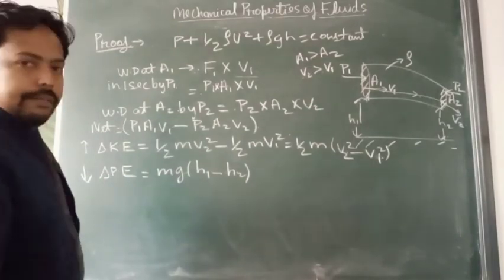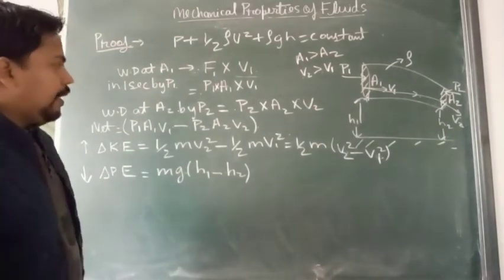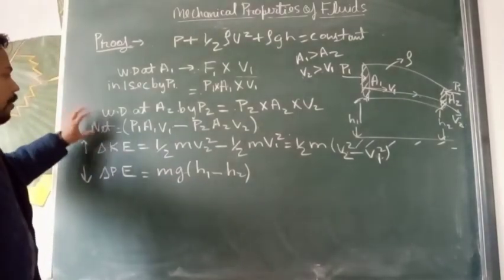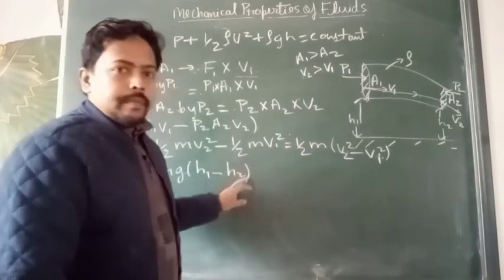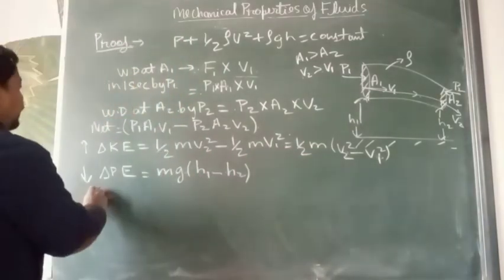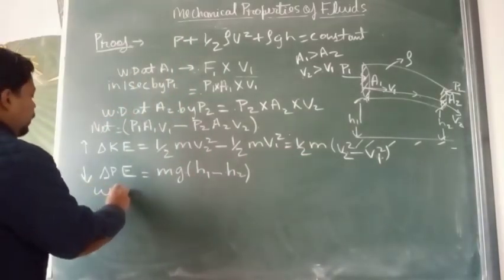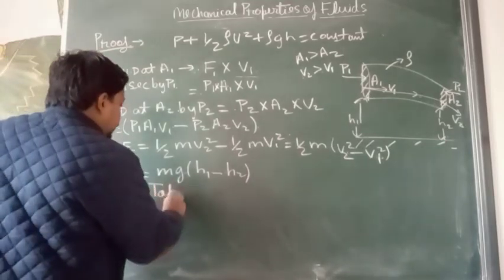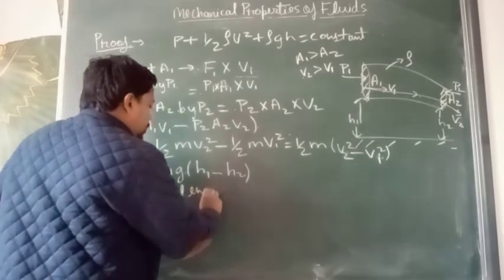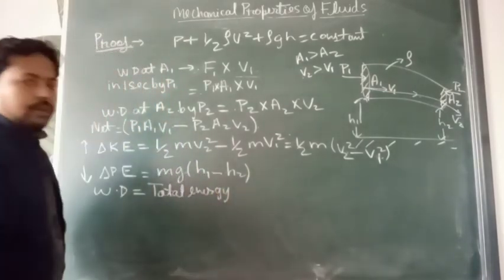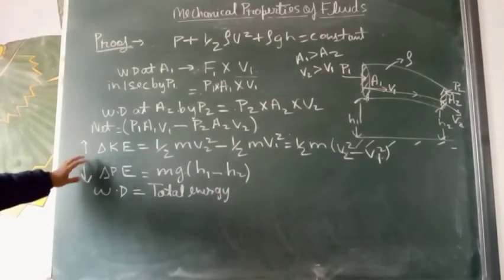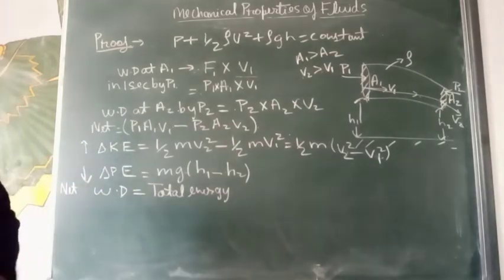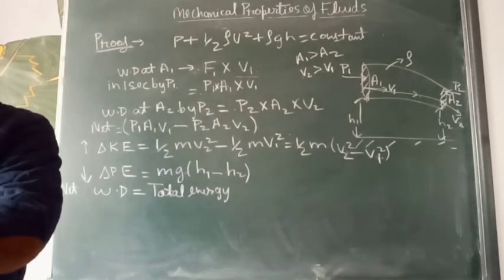So the total energy will be how much? It will be the sum of kinetic energy plus potential energy. That means the net work done which is here will be equal to the sum of these two. So from here we can write that the work done will be equal to the total energy stored, the net work done which we have calculated will be equal to the total energy term that we are having.